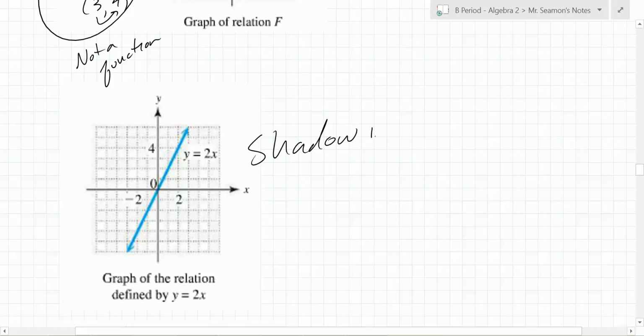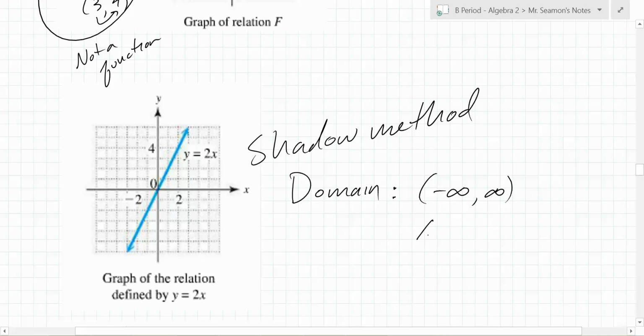Shadow method is fun. I like that. If I were to shine a light, yeah. No, there's a couple ways. You could say interval notation. What's another way to say that? All real numbers. And you can also do it as this. They all mean the same thing. The double R thing is great.